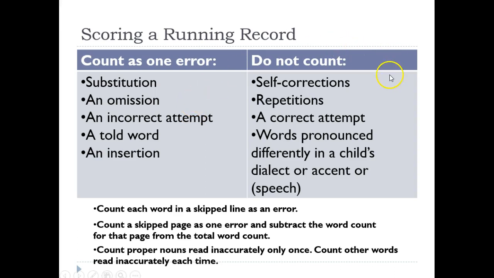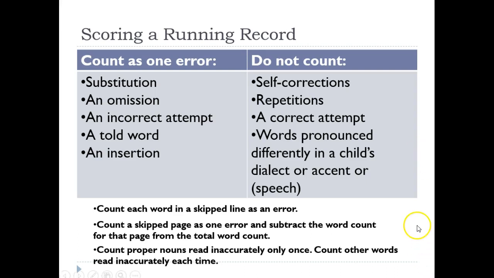What is not an error are self-corrections, repetitions, a correct attempt, or words that are pronounced differently in a child's dialect or accent in their speech. So we have to be very cognizant of that, not to take that away as an error. They do not count as errors.